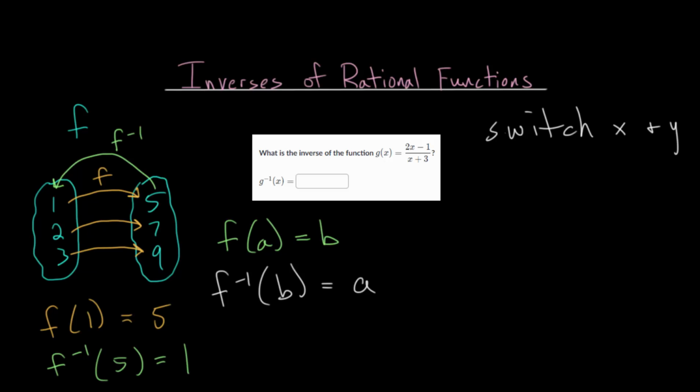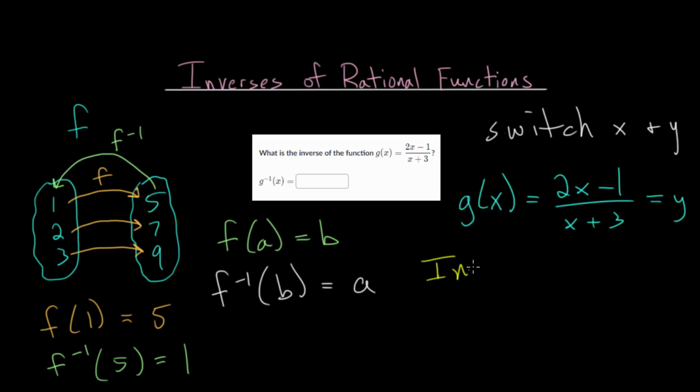So we're going to rewrite our function. So we have that g of x is 2x minus 1 over x plus 3. And our first step is that we're going to set this equal to y, since y and our function value on the xy plane are the same thing. And once we set this equal to y, we're just going to switch. Anywhere we see an x, we'll replace it with y, and anywhere we see a y, we'll replace it with x.